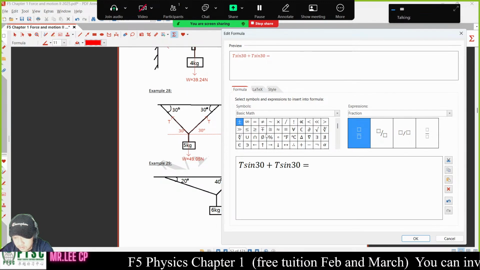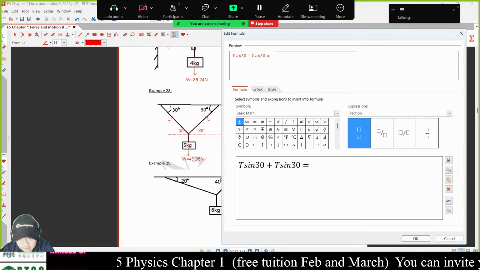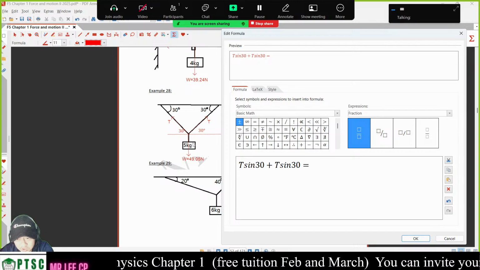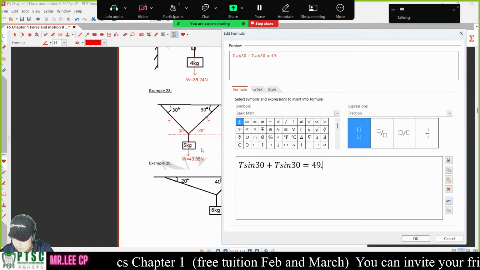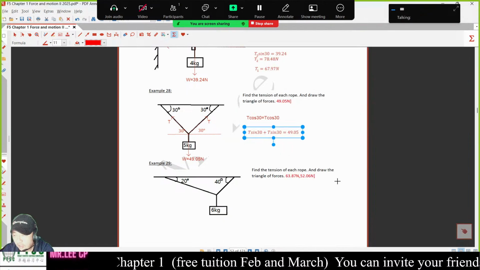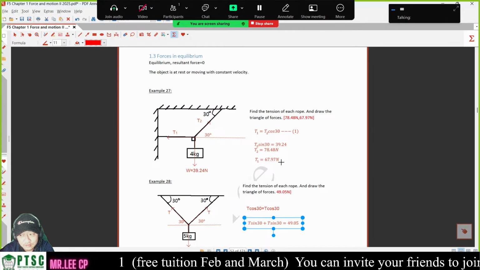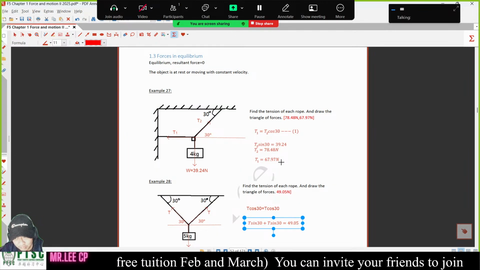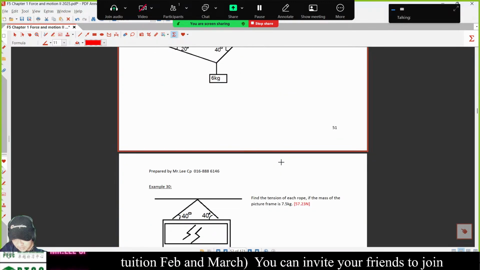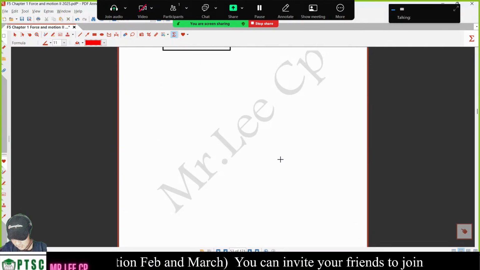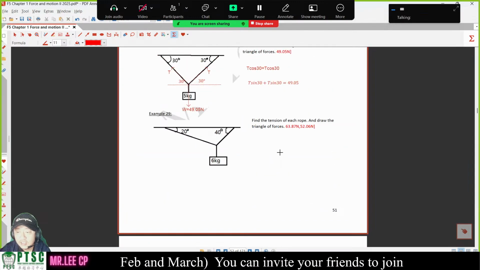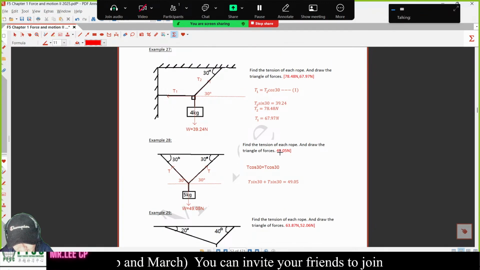It's also weight. The weight is 49.05, because this object is in equilibrium. Right? 49.05. Sorry, I forgot to draw the triangle. But never mind, I'll draw the triangle later. If I forgot, please remind me. So after I finish this fourth example first, we draw the triangle later.